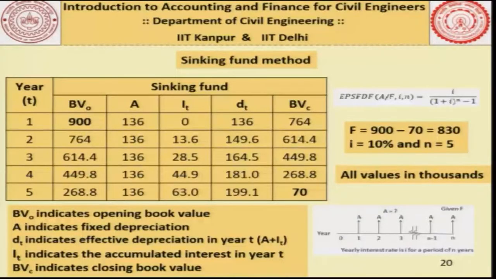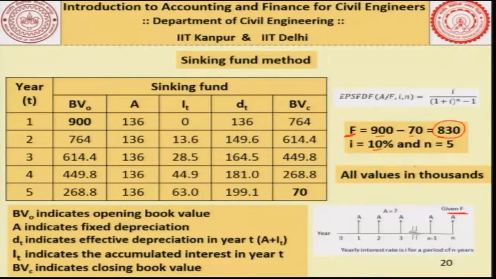Now, coming to the sinking fund method, here is the example that we have done. What we have is that finally, we want 900 minus 70, which is 830. So, my F here is 830.